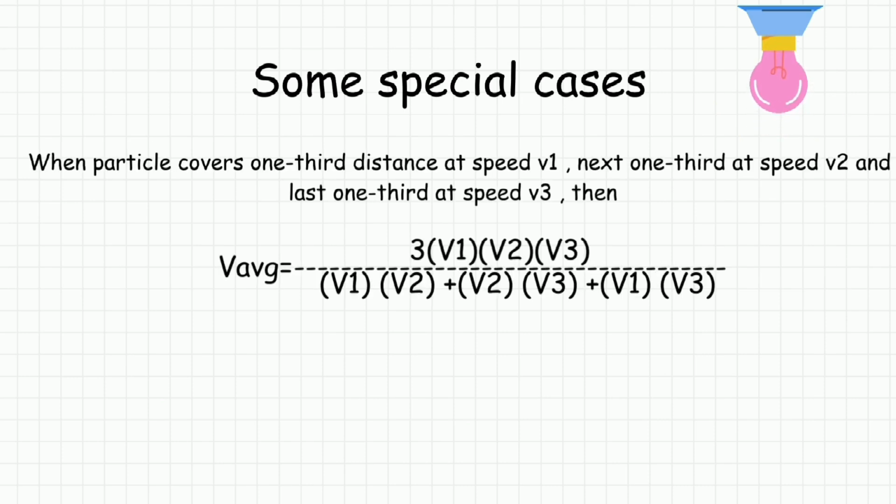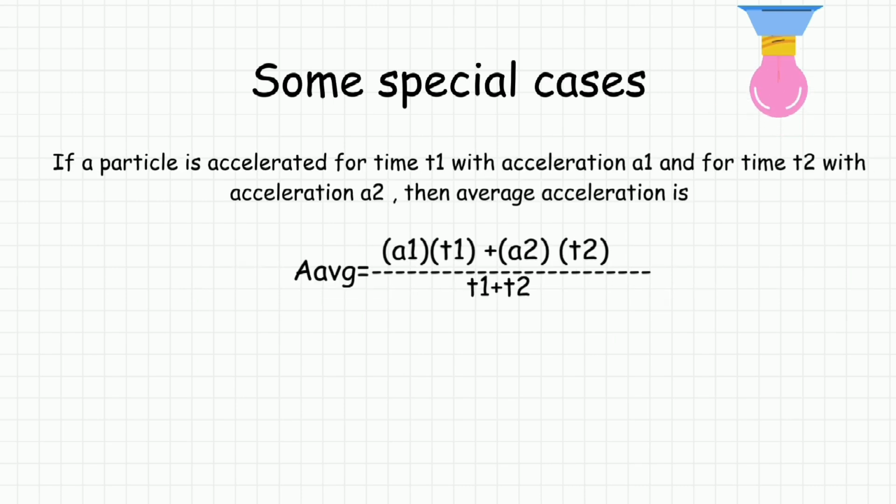When a particle covers 1/3 distance at speed v1, the next 1/3 at speed v2 and the last 1/3 at speed v3, then Vav equals 3v1v2v3 by v1v2 plus v2v3 plus v1v3. If a particle is accelerated for time t1 with acceleration a1 and for time t2 with acceleration a2, then average acceleration is a avg equals a1t1 plus a2t2 by t1 plus t2.